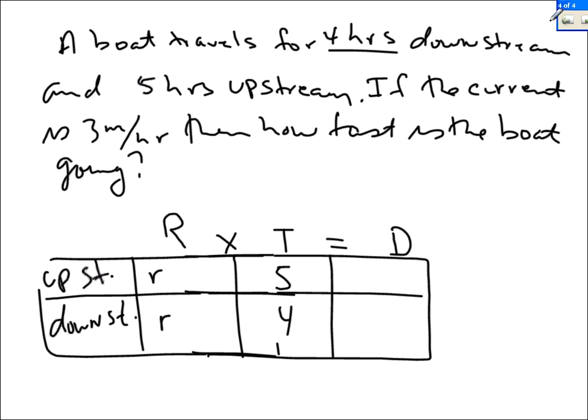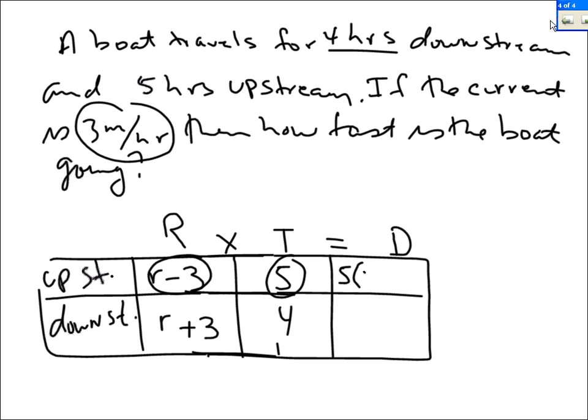So going upstream, you take away the speed of the current. Going downstream is helping you, so you add the speed of the current. And your distance will be time times the rate: 5 times r minus 3, or 4 times r plus 3.